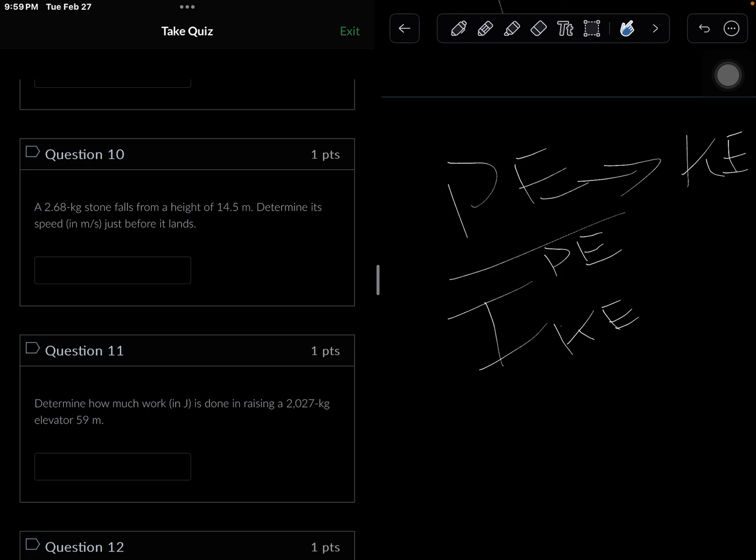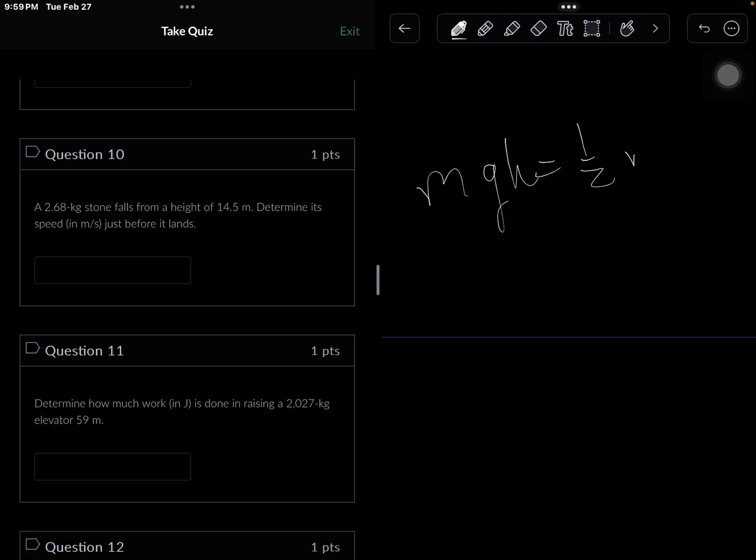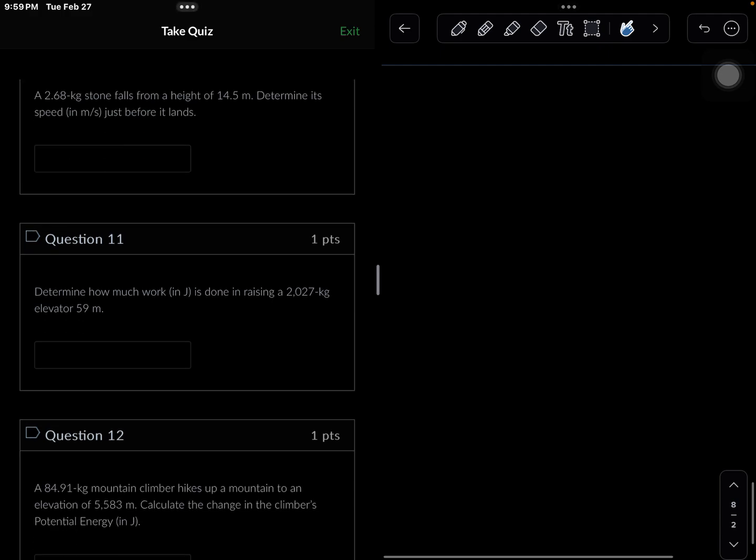Conservation of energy. Energy changes from potential to kinetic continually when it is falling. So in that sense, all you would do is set the equations mgh equal to 1/2 mv squared. You have all values given in the question except for v. You're solving for v. Pretty straightforward and simple. That's how you would solve that question.